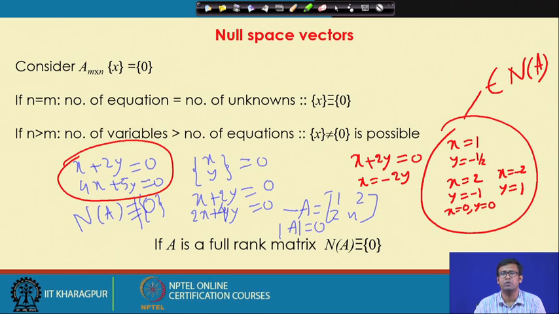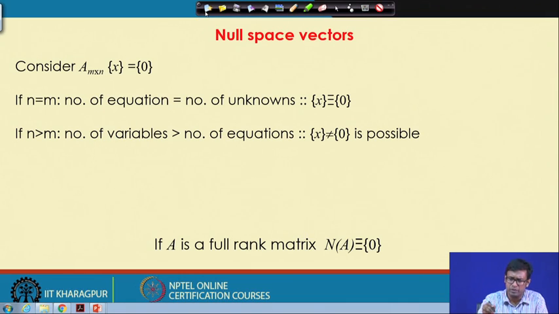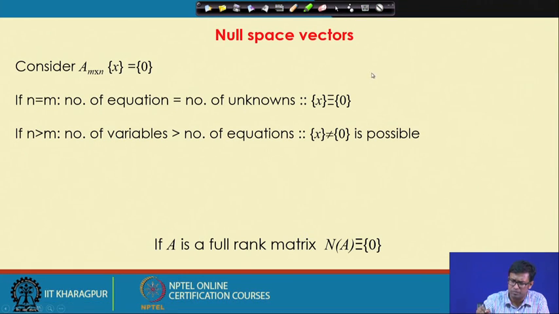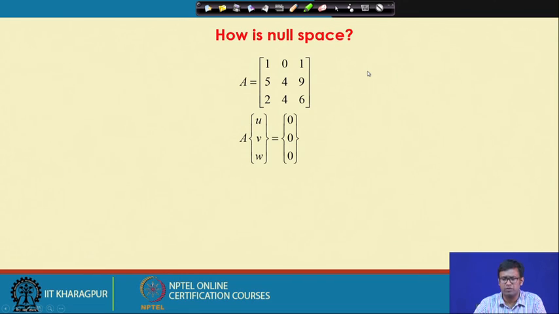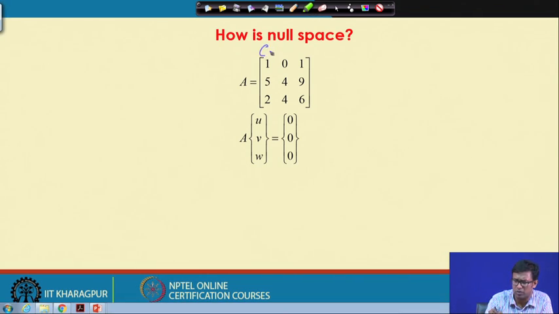How does it look if I look into all solutions of Ax equal to 0 in case A is a singular matrix? So, we will go through it in the next few slides. How is the null space? For example, I have a matrix A: 1 5 2, 0 4 4, 1 9 6. I can make an observation here. If this is column 1, this is column 2 and this is column 3, column 3 is equal to column 1 plus column 2: 1 plus 0 is 1, 5 plus 4 is 9, 2 plus 4 is 6. So, this is a singular matrix.